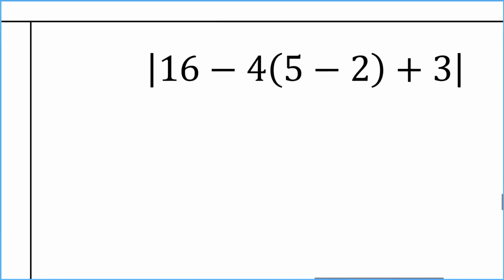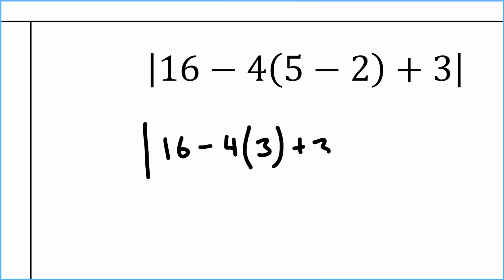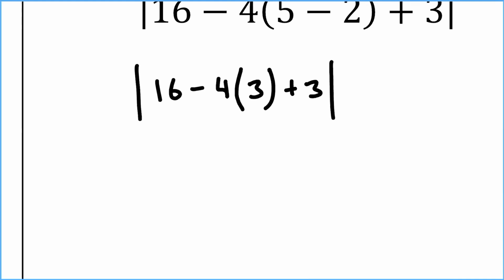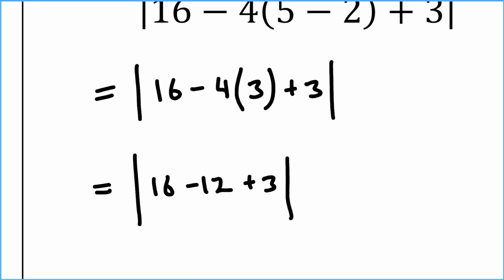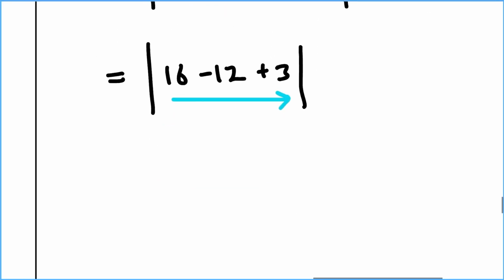This one looks fun. We have actual parentheses in this one that we have to do first. So we have 16 minus 4, parentheses here, 5 minus 2 is 3, plus 3 absolute value. Okay, so we have subtraction, multiplication, and addition. According to PEMDAS, the next thing to do is multiply. That's going to be 12 plus 3. Now, when you need to add and subtract, you're just going to work from left to right, even if that means subtracting before adding. But that's another lesson.